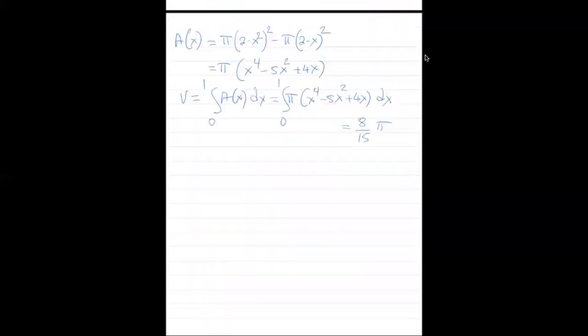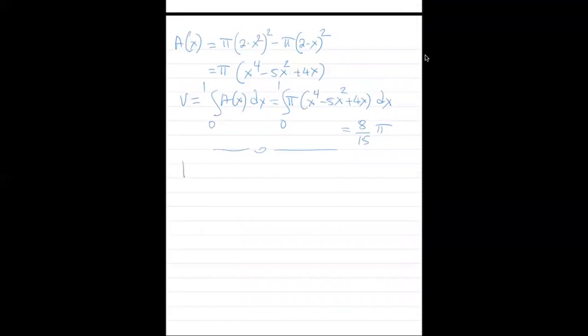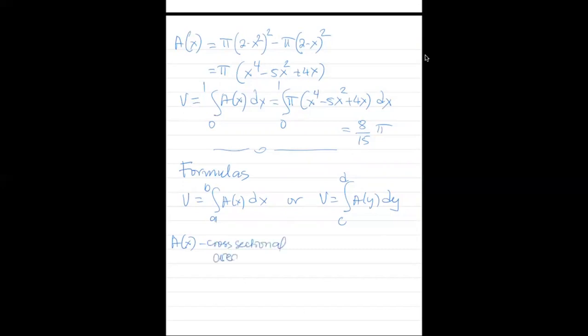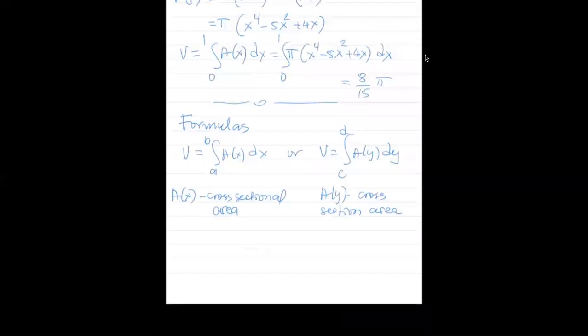So a quick summary of our formulas. Formulas for volume: the volume of a solid is equal to the integral from a to b of A of x dx, or the volume can be the integral from c to d of A of y dy if we are rotating around the y-axis or a vertical axis. In the first case, A of x is the cross-sectional area in terms of x, and A of y is the cross-sectional area in terms of y. So these are the two formulas.